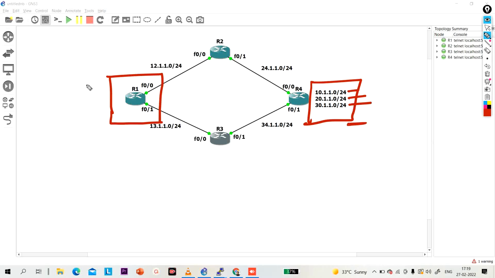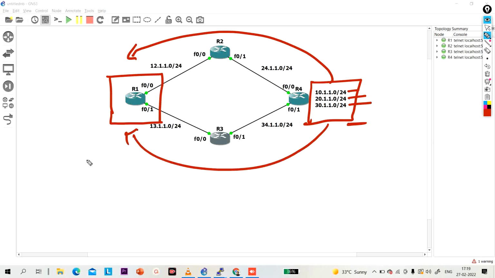Actually, when I configure EIGRP on these 4 routers, R1 will receive this prefix from 2 sides, from here and from here, right? Now I am using the same link on both sides. I am using a FastEthernet link over here, over here, over here, and over here. So definitely R1 will calculate the same metric from both sides. Suppose R1 is calculating 100 metric over here, then definitely R1 will calculate 100 metric over here, right? So now the cost is equal.